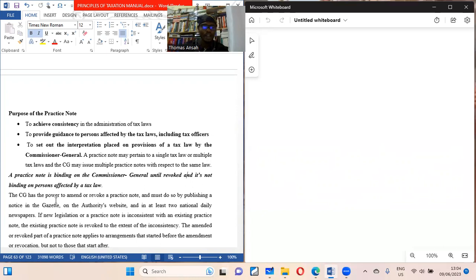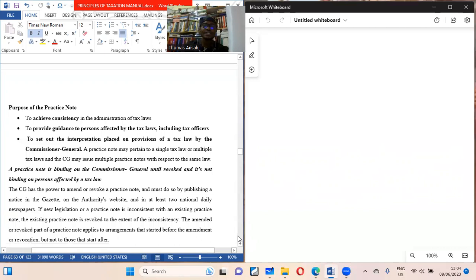Now, he has the power to revoke it if he sees something wrong with it, or amend any material part of it. So the Commissioner General has the power to amend or revoke, that is, withdraw, and must do so by publishing a notice in the Gazette and also on the authority's website, at least in two newspapers, the same way he publishes the practice note, he publishes its revocation.